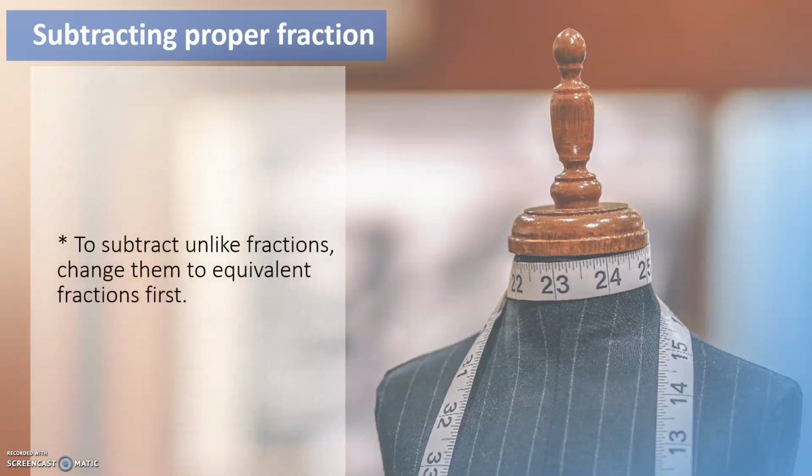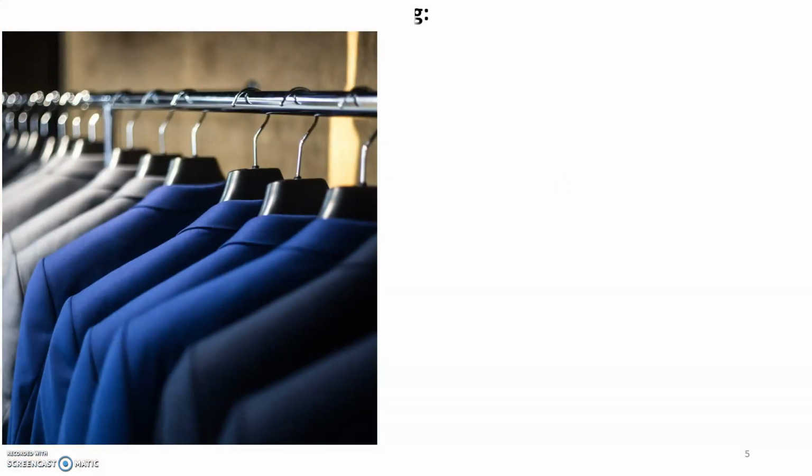To subtract unlike fractions, change them to equivalent fractions first. Okay, so to add, and also to subtract, unlike fractions, we need to convert them into like fractions first. So let's see an example on this. 7 upon 10 minus 2 upon 5. So 7 upon 10 minus 2 into 2 upon 5 into 2. Now see children, these are different denominators. So that means they are unlike fractions. We need to convert them into like fractions.